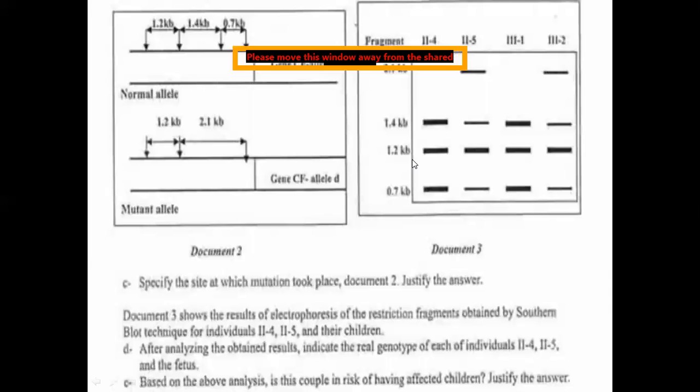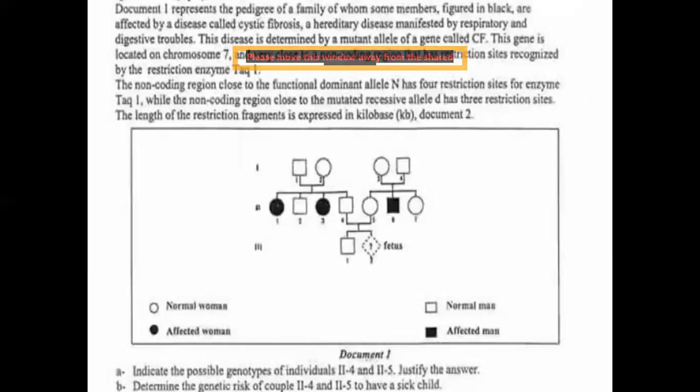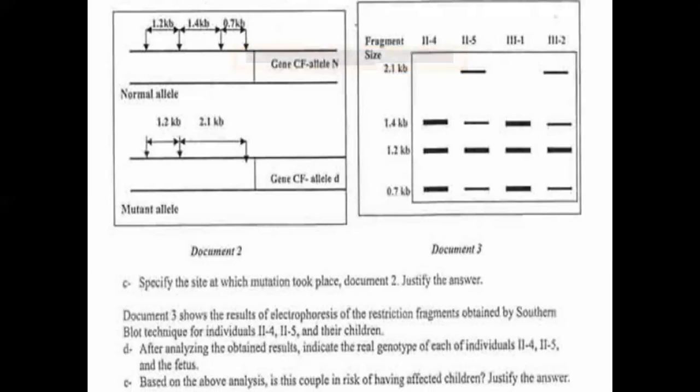Let's now move to document 2. In document 2, they said that the non-coding region close to the functional dominant allele has 4 restriction sites for the enzyme TAC1. However, the mutated one shows only 2 of these. So for C, they said: specify the site at which the mutation took place in document 2, and justify your answer.